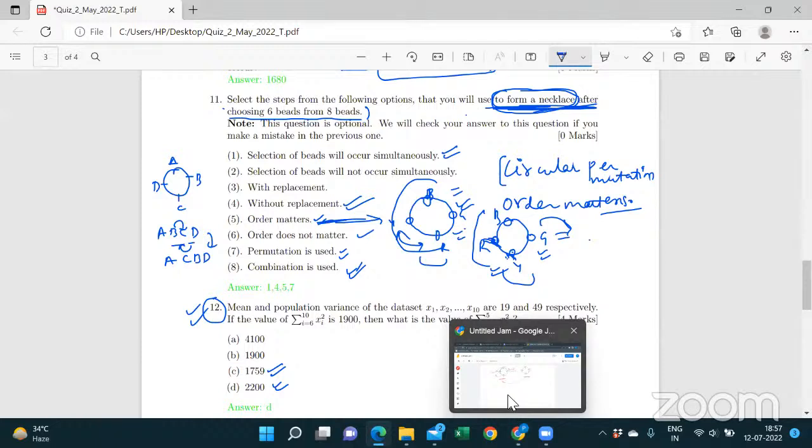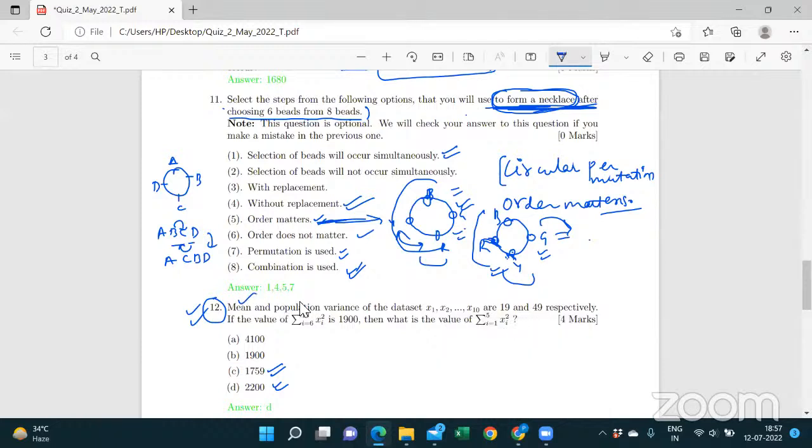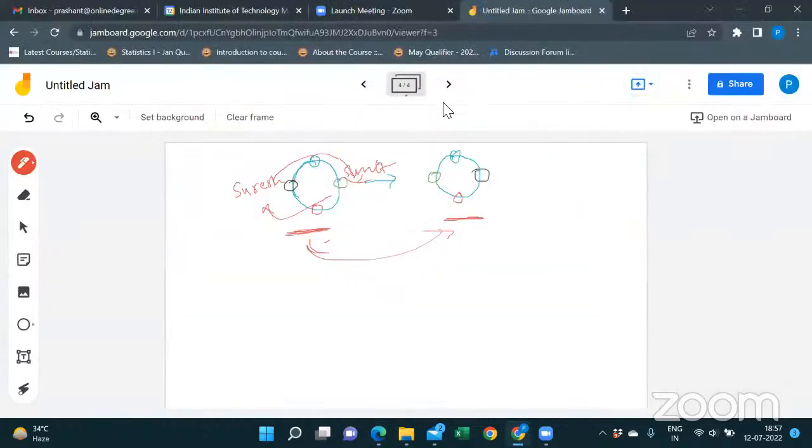So what we are given is that the mean and population variance are given as 19 and 49 for 10 observations, that is, x1, x2 up to x10. Let me write it down as an example.